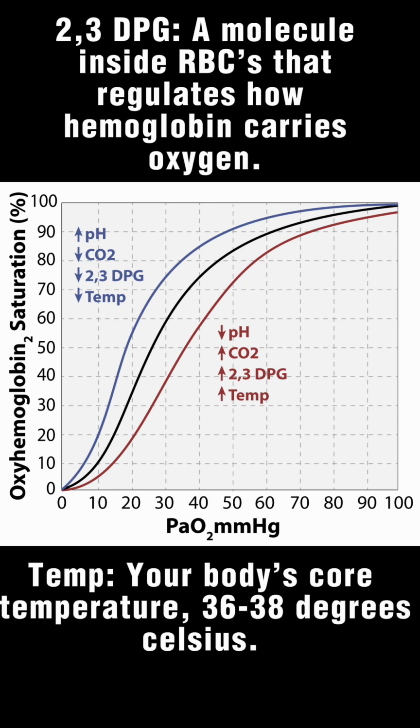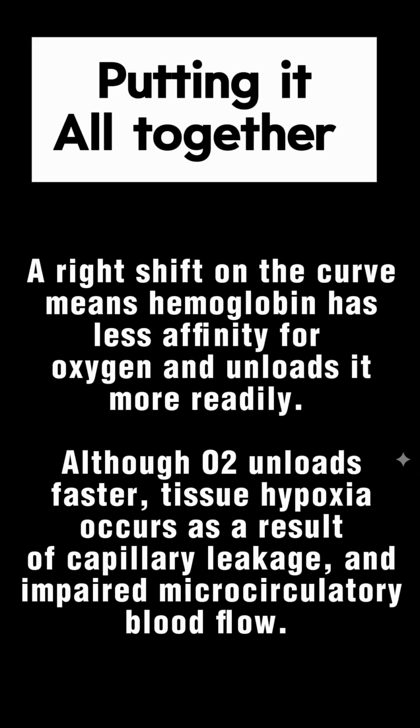2,3-DPG is a molecule inside red blood cells that regulates how hemoglobin carries oxygen. And then of course there's temperature, and that's just talking about your body's core temperature, with a normal range being 36 to 38 degrees Celsius. So now let's put it all together.